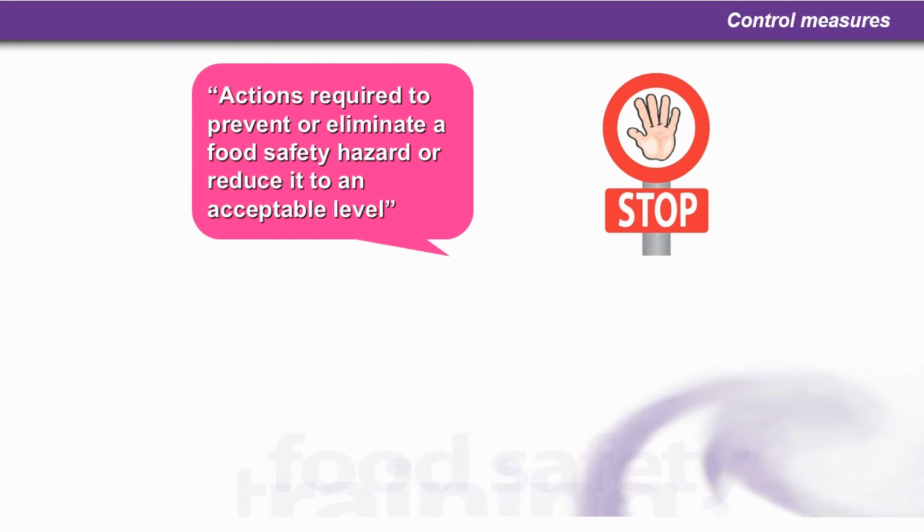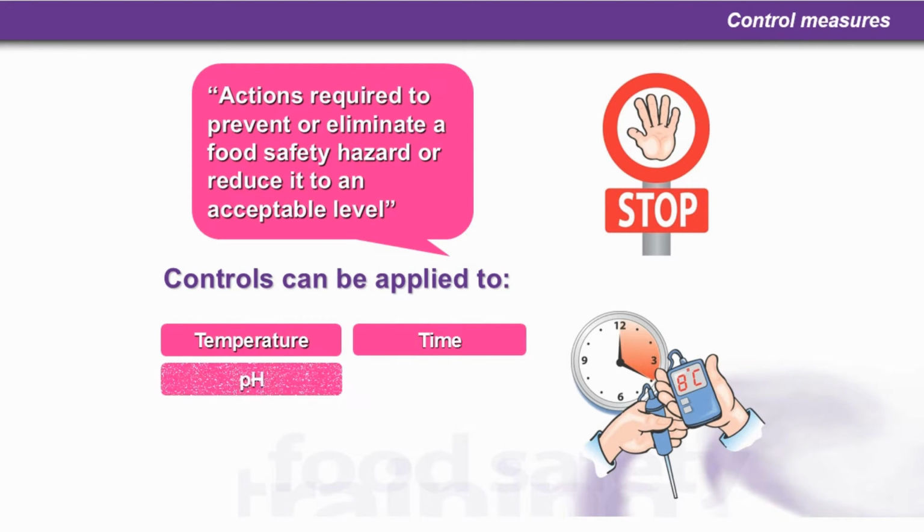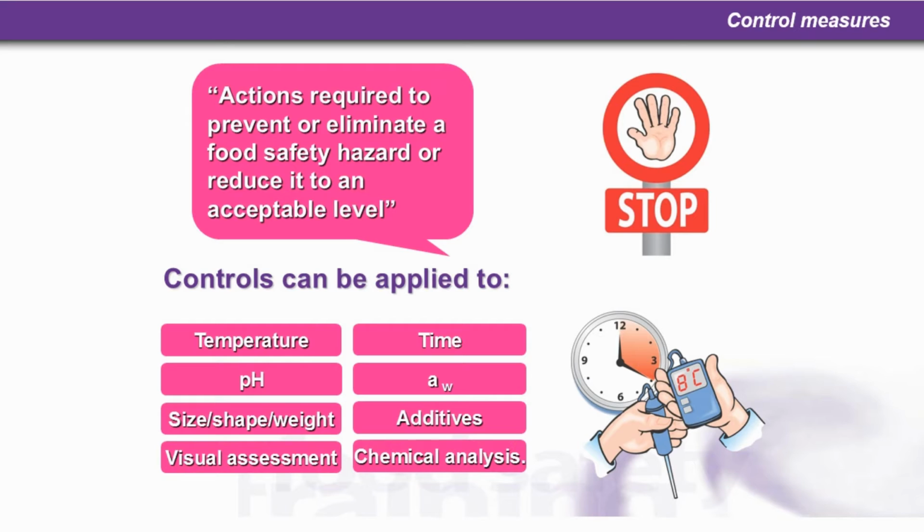Okay, control measures are actions required to prevent or eliminate a food safety hazard or reduce it to an acceptable level. Controls can be applied to temperature, time, pH, AW, size, shape, weight, additives, visual assessment, and chemical analysis. pH, by the way, is the acidity or alkalinity. AW is the water content or moisture content.